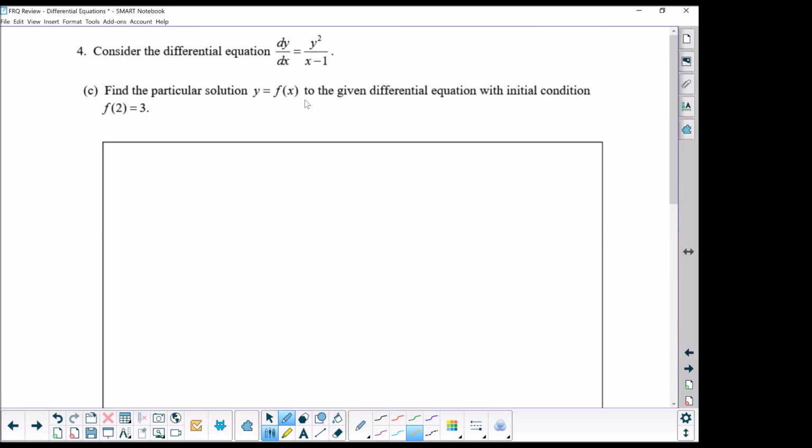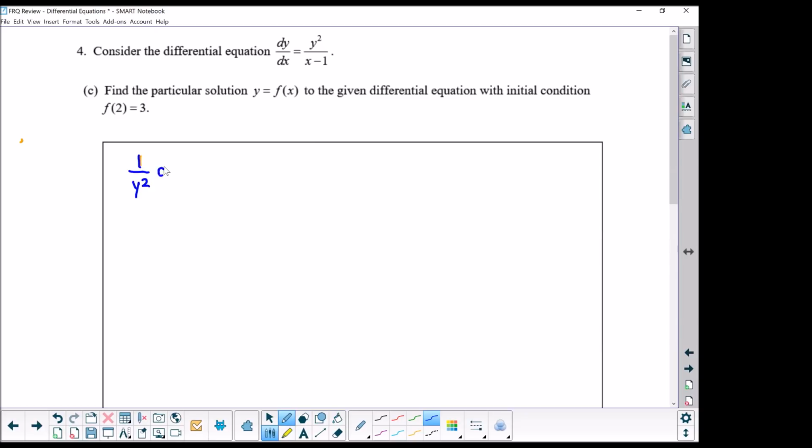So the question says, consider that same differential equation. So great, I don't have to rewrite it. Find the particular solution to this differential equation using that same initial condition, f of 2 equals 3. So the very first thing that you learned when solving differential equations is that you need to separate the variables. So in this particular case, we've got this y squared up here in the numerator that we're going to divide over to the left side of the equation. So I would have 1 divided by y squared on the left side.